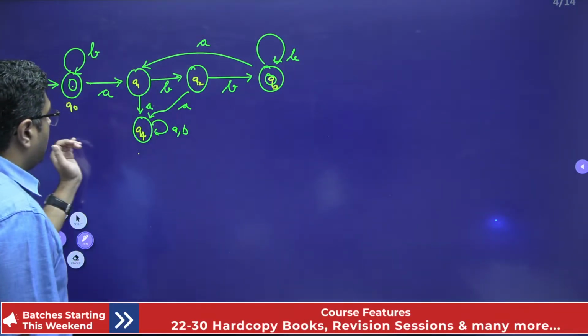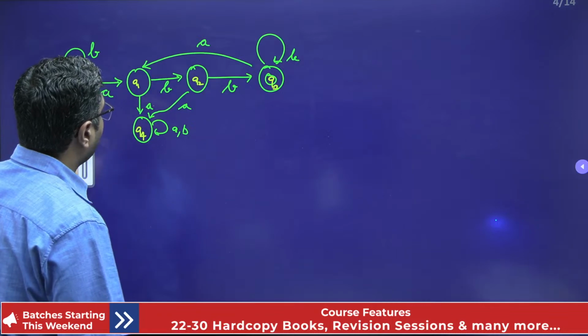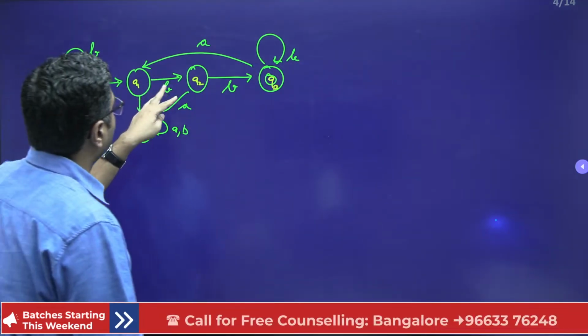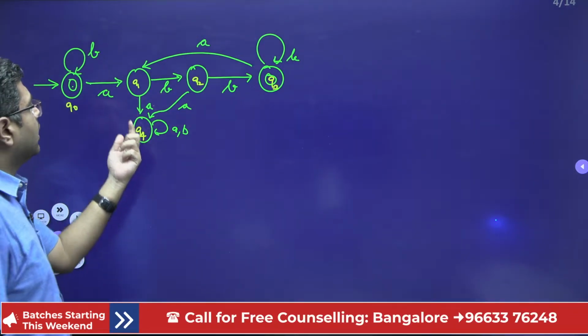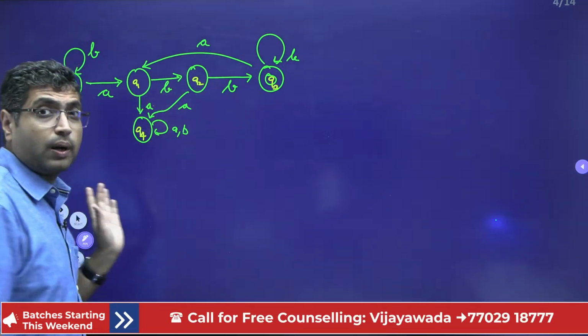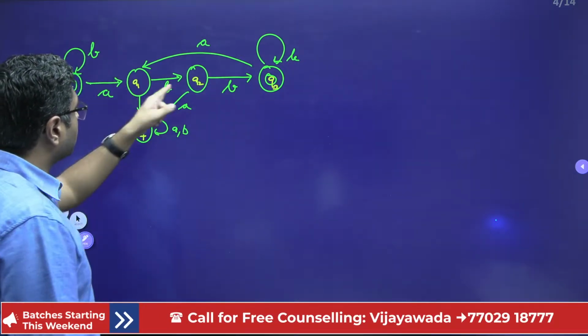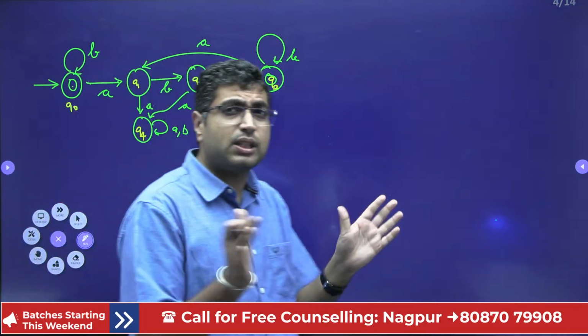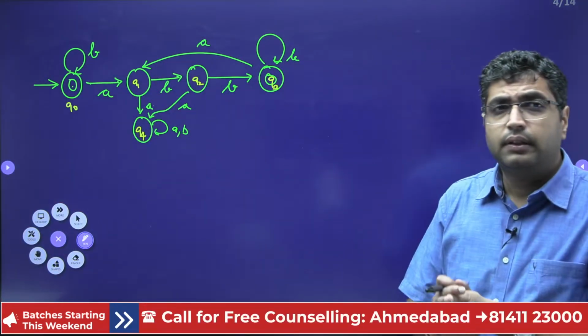Now, how to observe this thing? If we look at Q1 and Q2, Q1 on A is going to a dead state, and Q1 on B is going to Q2, which is not a final state. But Q2 on A is going again to the dead state, and on B it is going to a final state. So we cannot merge these two states. They have different behavior, right?